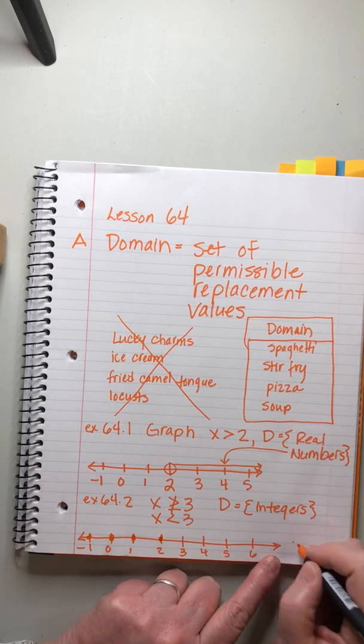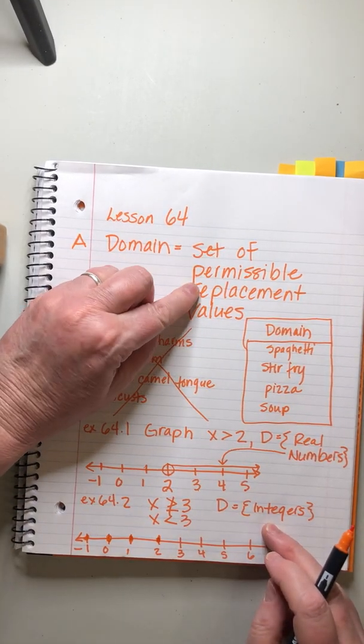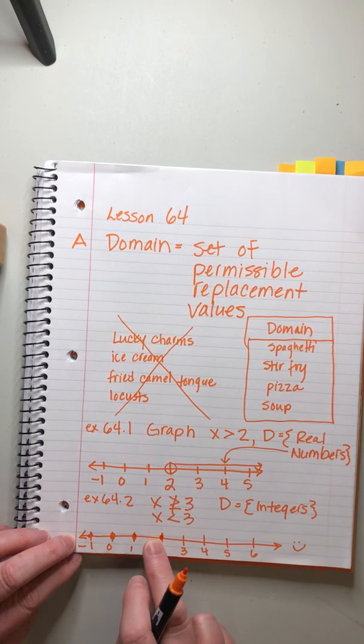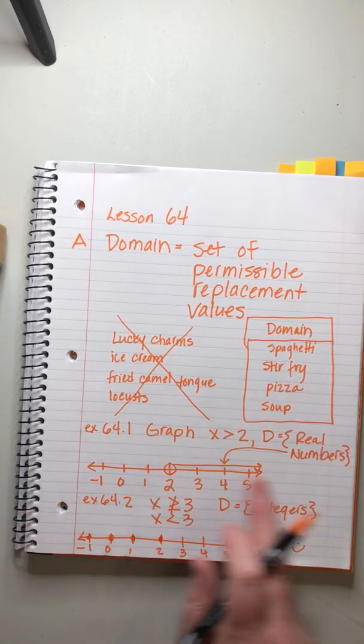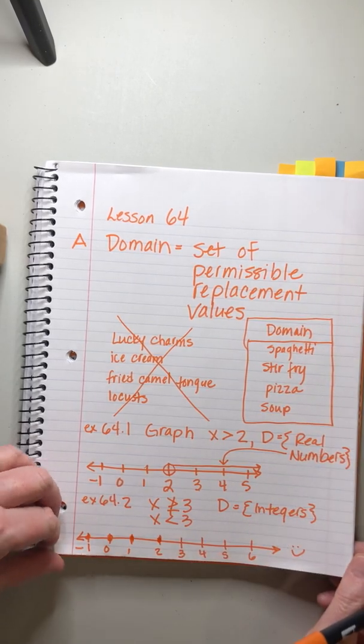Oh, that's weird looking, isn't it? But our domain was integers. The permissible replacement values are only the integers. We cannot use all the real numbers. So that's why we can't draw the arrow, and we have to make the dotty dots. All right.